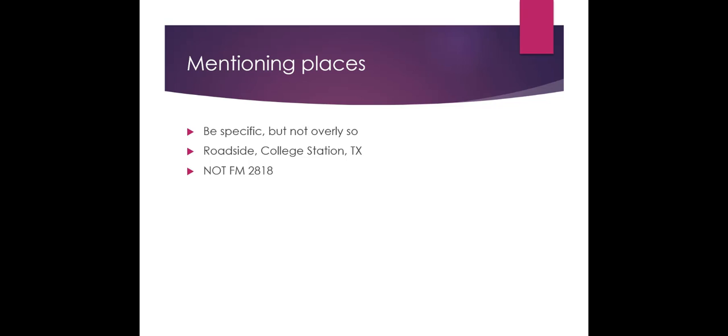So in this case, let's say I was out collecting flies, as I normally do, and I found some on the side of 2818. That's right here in the middle of town in College Station. I found some roadkill on the side of 2818. If I publish a paper and I say it was found on FM 2818, is anybody going to know what the hell I'm talking about?